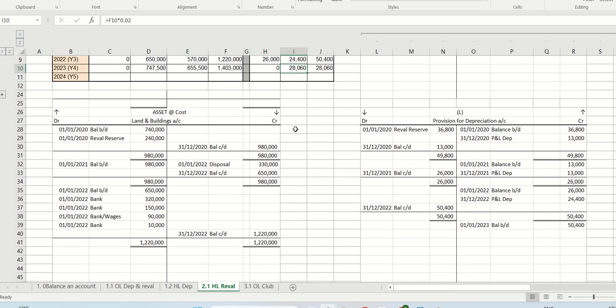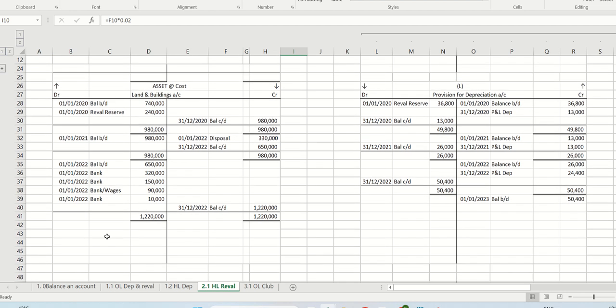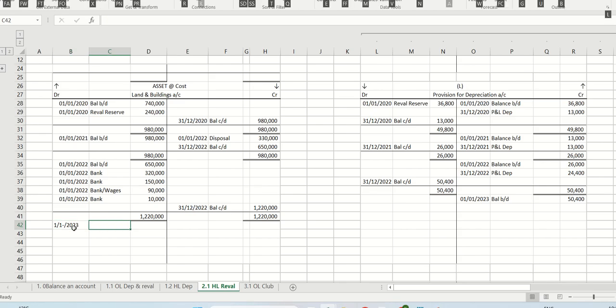So enter opening balances is done. Well, it's not, because I forgot to do my balance PD here. Oops.